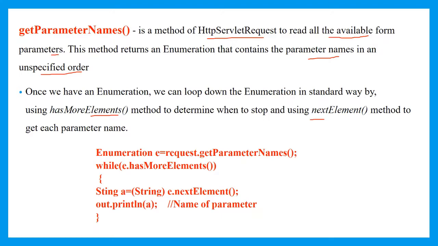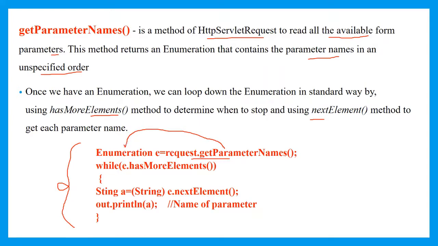Let us see, this is a simple code making use of the getParameterNames method. So getParameterNames is a method which is going to return all the parameter names which have been passed by the client, and the return value will be assigned to the Enumeration class.